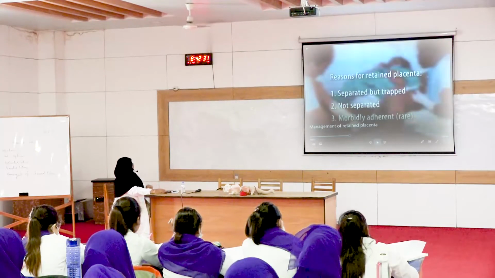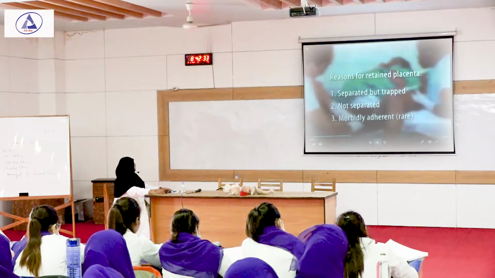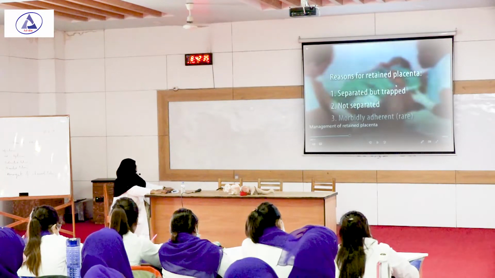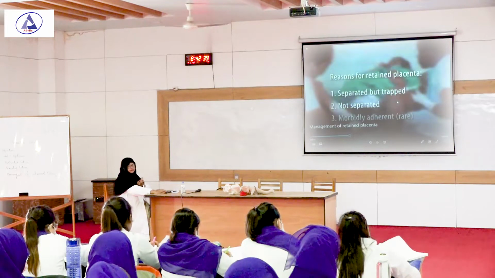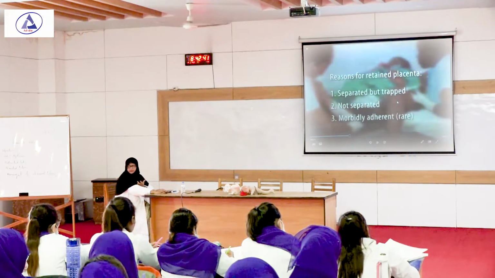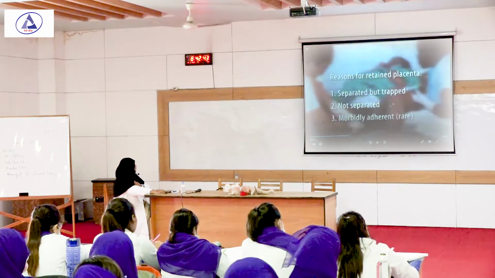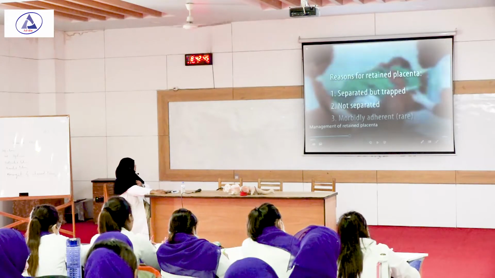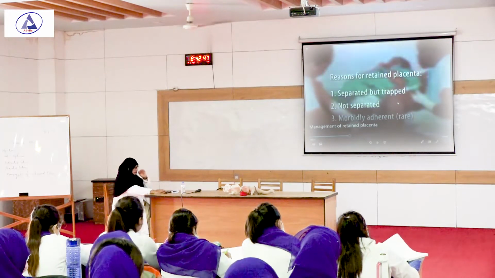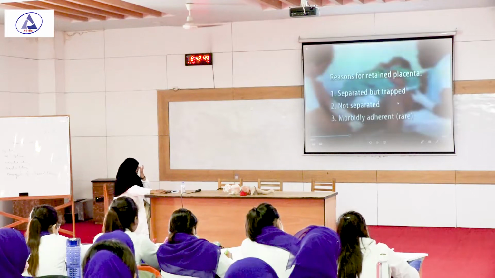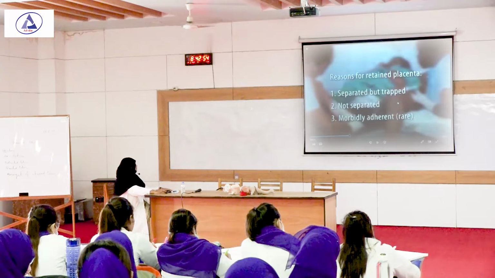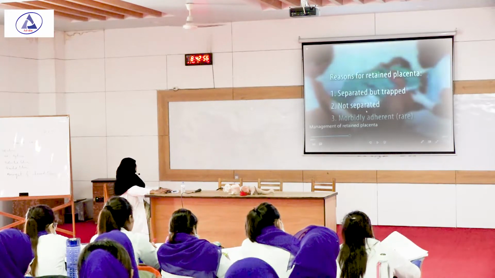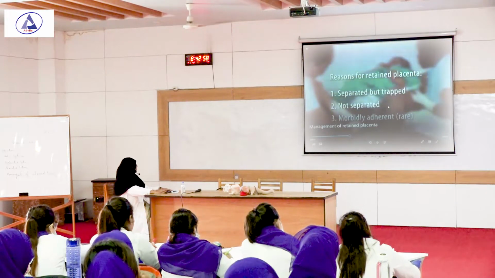There are three problems for retained placenta. First, the placenta is separated, but it is entrapped within the uterine cavity. Most of the time, we find this. It is really separated, but there is inertia of the uterine wall, and the placenta cannot come out. Second, it is entrapped and totally not separated from the uterine wall.